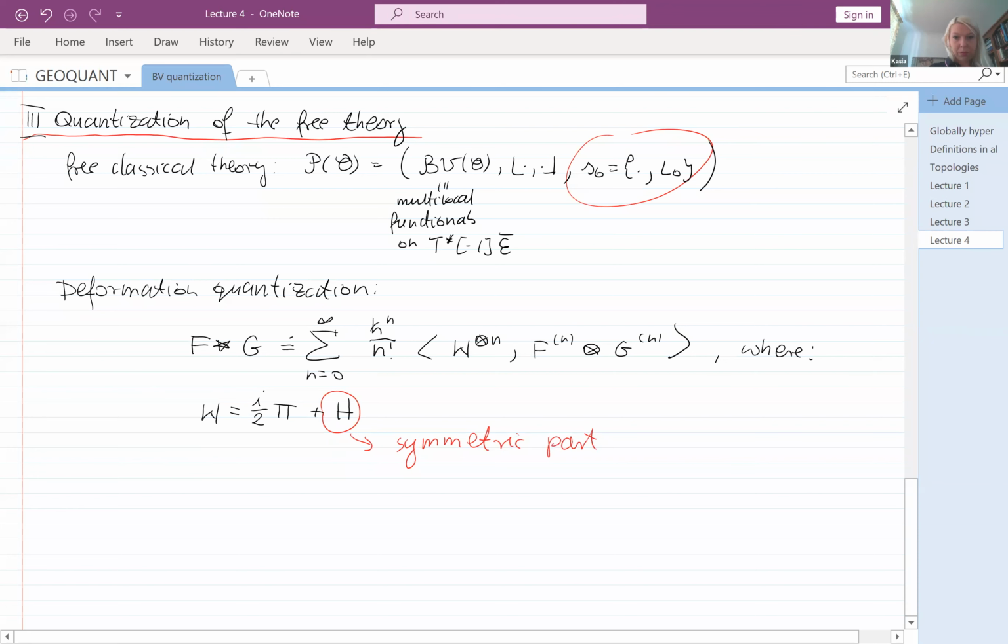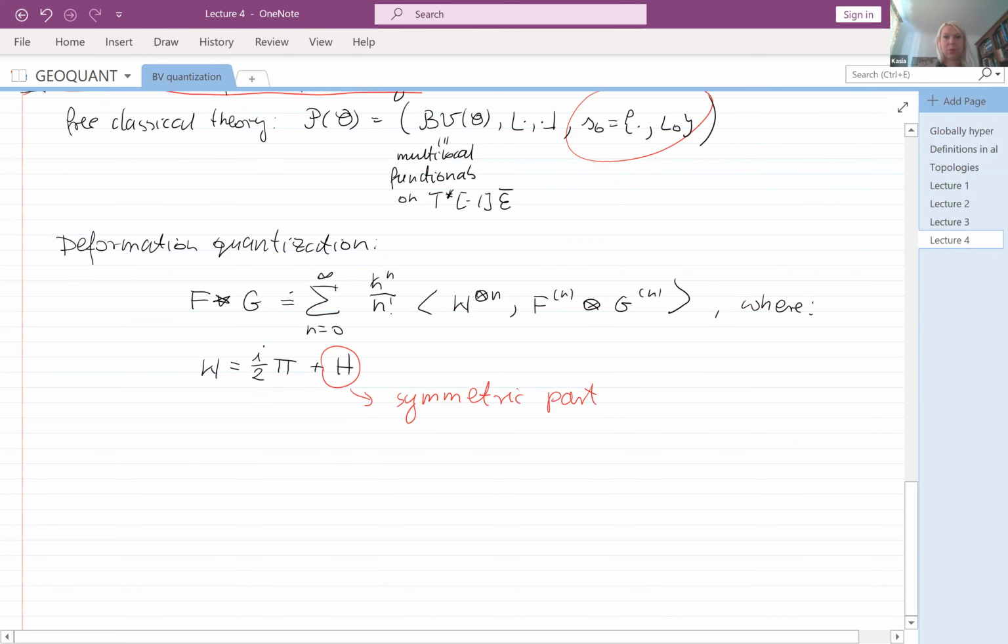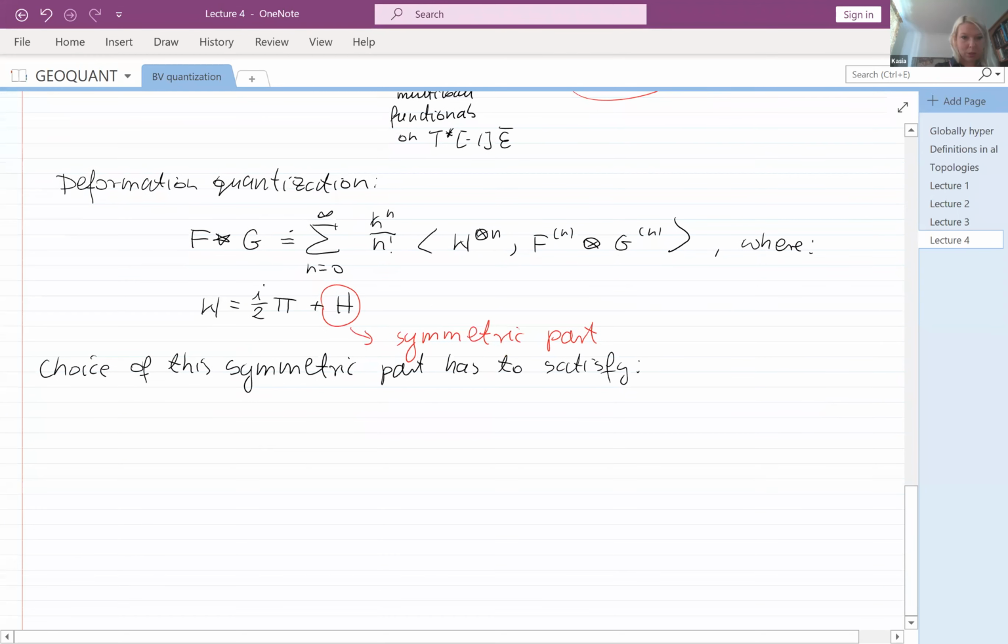Okay. And now this choice of W has to be done in a specific way. Well, the choice of W is essentially the choice of the symmetric part. So this choice of the symmetric part has to satisfy the following conditions. So I'm just going to list them to finish.